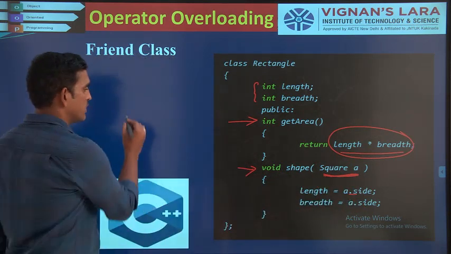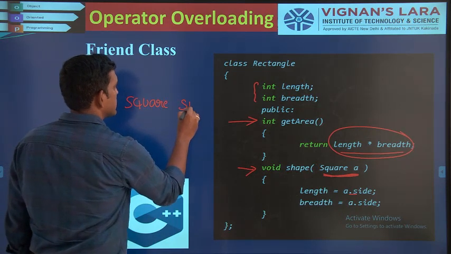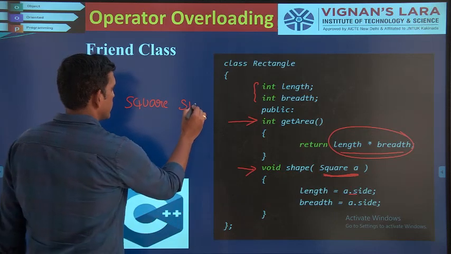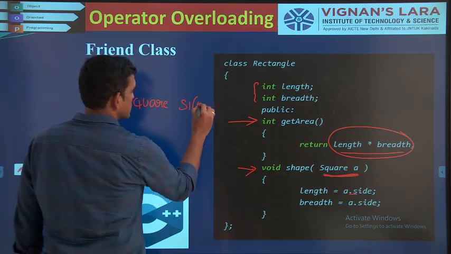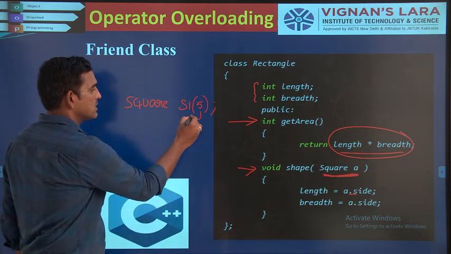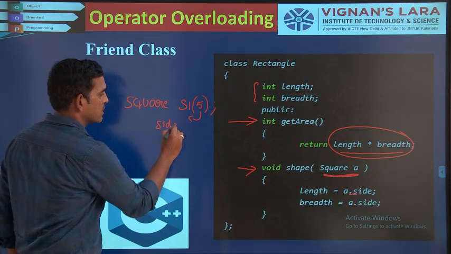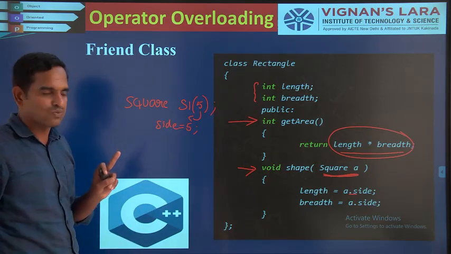Okay, for example, if you are taking a square, you have to create one square object S1. And when I create the square object, I have to pass the side value. If I pass the side value, it will go into the constructor. The constructor will initialize the side value as 5.